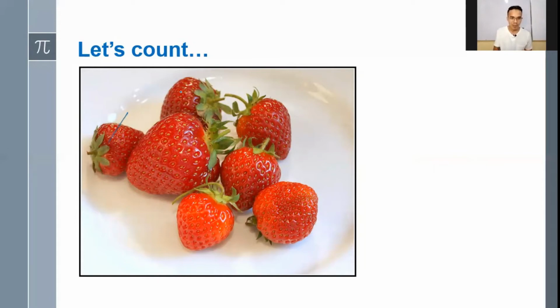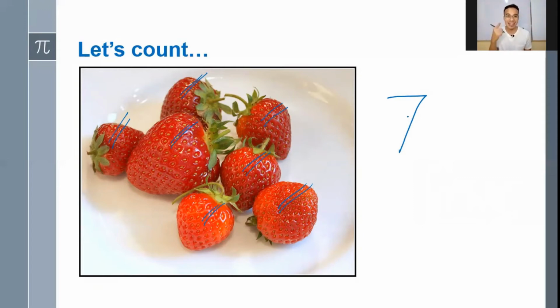We have 1, 2, 3, 4, 5, 6, 7 strawberries. Let's count them again. Ready? 1, 2, 3, 4, 5, 6, 7 strawberries. There are 7 strawberries in the picture. And how do you write number 7? This is how you're going to write number 7. This is number 7.